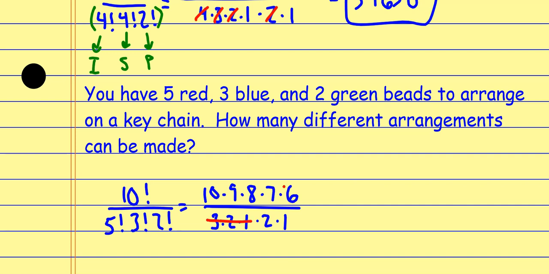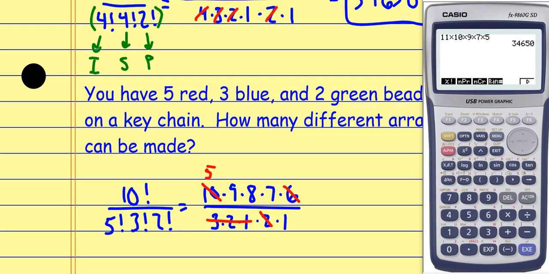Oh, here's a 6, canceling with a 6, and maybe I could reduce the 2 with the 10 and get a 5. And now again, job for my calculator. And you don't have to reduce as much as I did. You could go right to plugging some of this into the calculator if you would like. So I get 2,520.